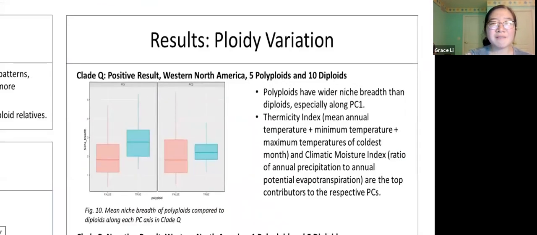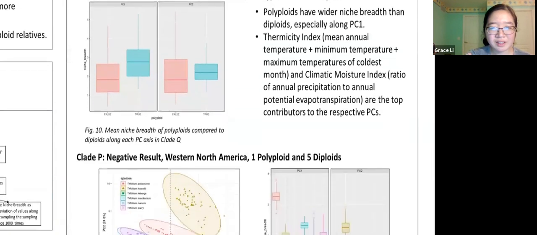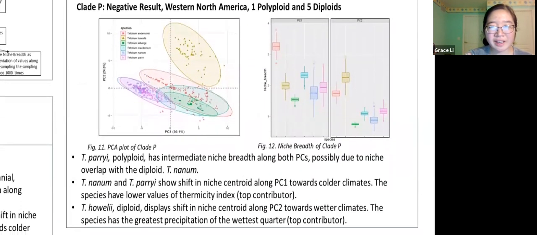Clades Q and P show ploidy variation. In clade Q, polyploids have wider niche breadths than diploids, especially along PC1. Polyploids occur in regions with wider variability in temperature and moisture than diploids. In clade P, the polyploid Trifolium peri has an intermediate niche breadth compared to the diploids, with also lower values of temperature.